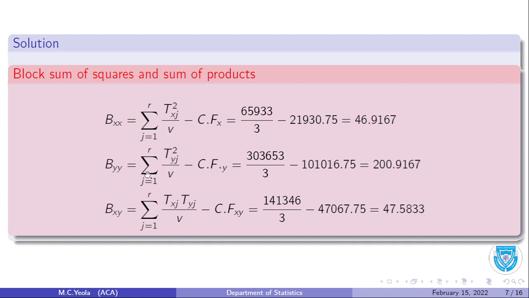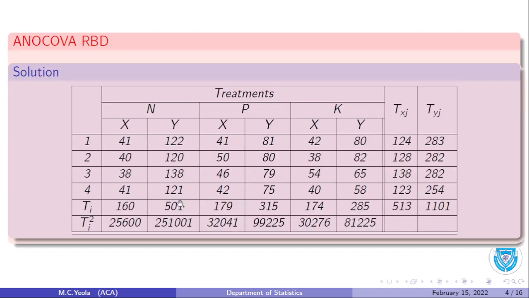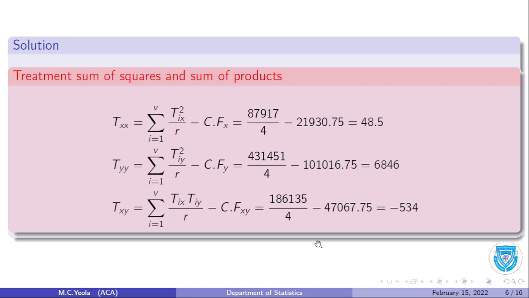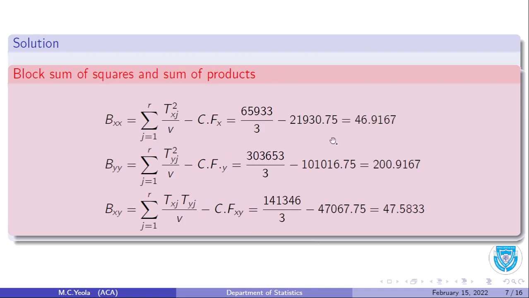Similarly we obtain Byy, that is summation Tyj square upon v. Once again the same thing we will do here. Tyj square means this value. How do we get this value? This value plus this value plus this value, that is 283 we have, and its square, plus this square plus this square plus this square. Add the squares of these 4 values and divide it by 3 and subtract the CFY there. So this sum we have divided by 3 and minus this CFY, that gives us this value.